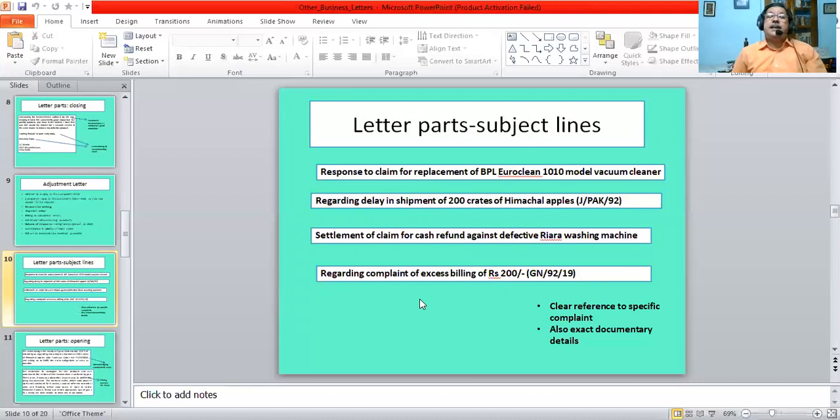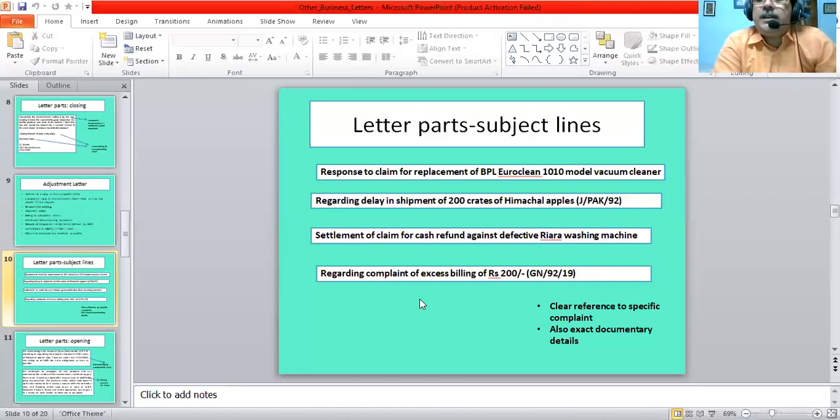The second one is about the delay in the shipment. And the third one is about a cash refund, which is being asked for in place of the defective washing machine. And the last one is regarding the complaint of excess billing. So the subject lines in all these cases may not actually be talking about settlement of claims, or that phrase, in fact, may not always be used. But the reference to the claim will definitely be made, and quite specifically too.